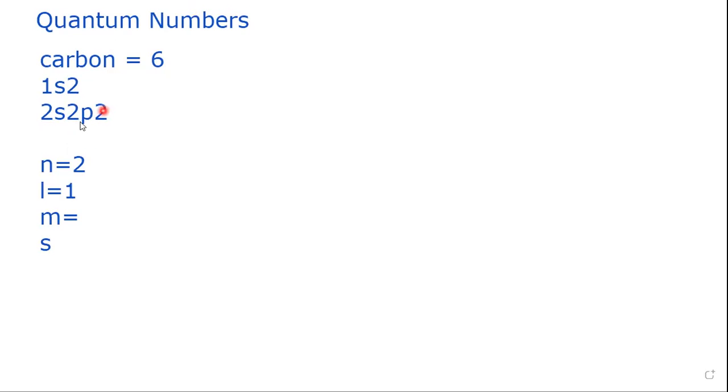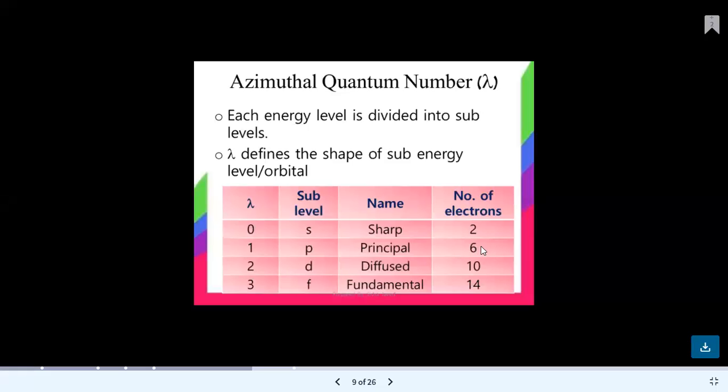Now, P, how many electrons fit in P? 6. Okay, this is the number of electrons that fit in P. Now, for 6 electrons, how many orbitals do you need?